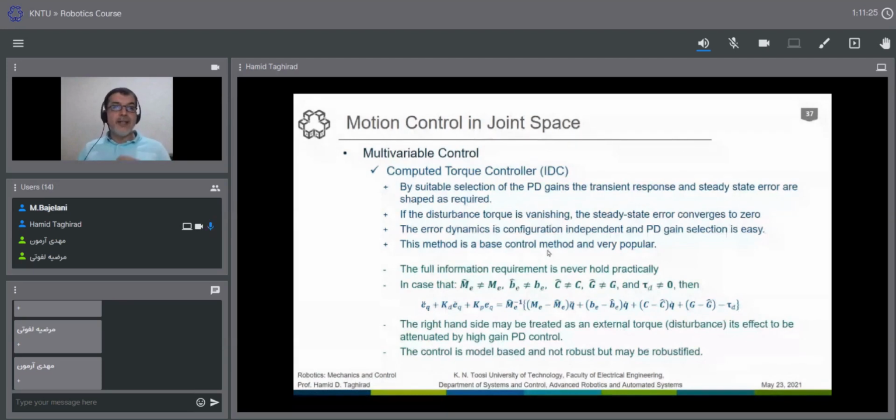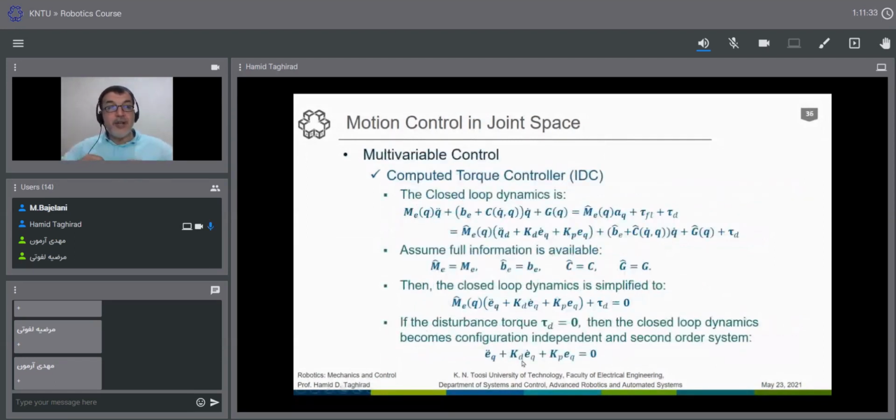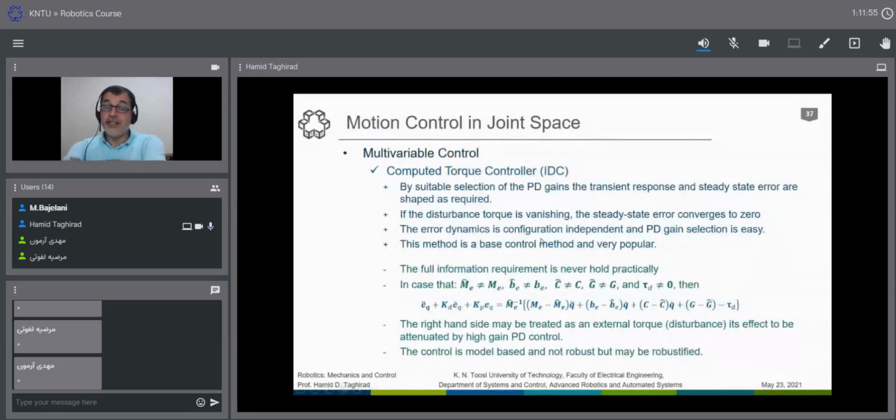This is the part that we are doing. The main idea can be seen at the end: a nonlinear multivariable system is reduced in closed form to a linear, still multivariable, but linear configuration dependent second order system that we understand very well. So these are the positive points, and this is very popular. Almost all the other methods are founded on this basis.